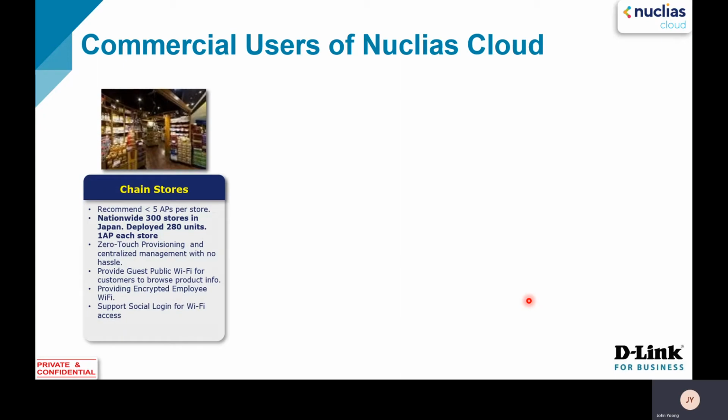And next, for the chain store, same thing, nationwide, 300 stores in Japan, deploying 280 units, around 1 AP per store. Same thing for their IT administrator, they just go down, plug and play, very easily for them. Then they also can provide guest Wi-Fi using social login. Then we have WPA2 and WPA3 for the employees, then social login for the guests.